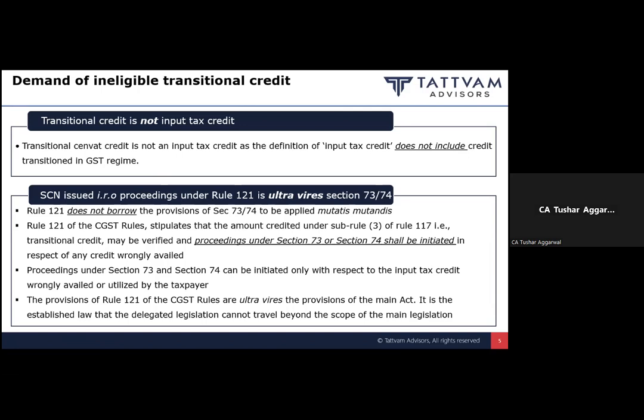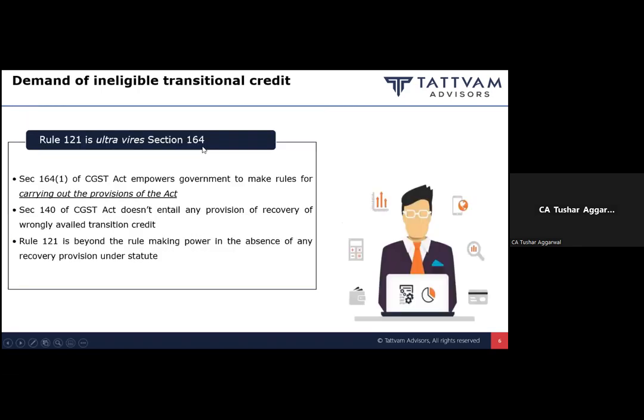It only says that the proceeding under 73, 74 will be initiated, and what is covered under 73, 74 is only ITC wrongly availed and not transitional credit. Otherwise also, this Rule 121 itself is ultra vires. See, Rule 121 talks about the proceeding being initiated under 73 and 74.